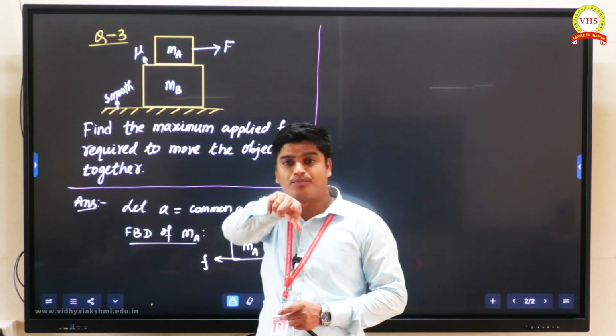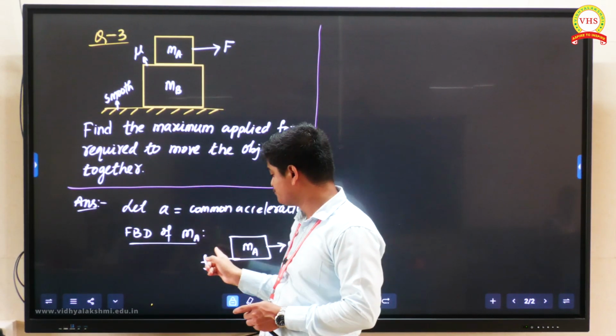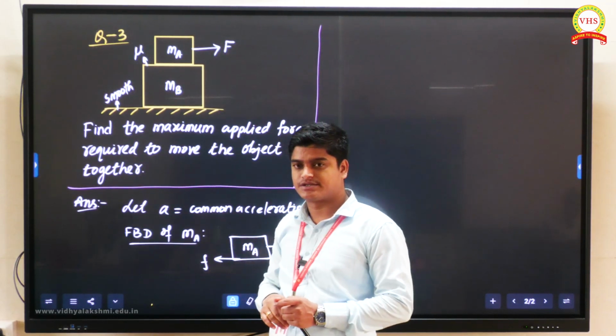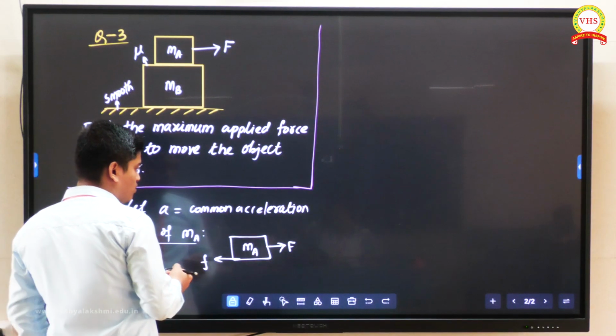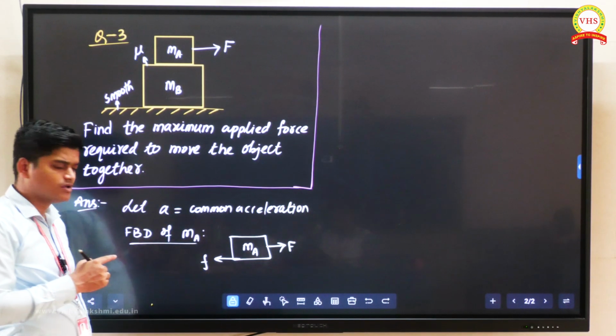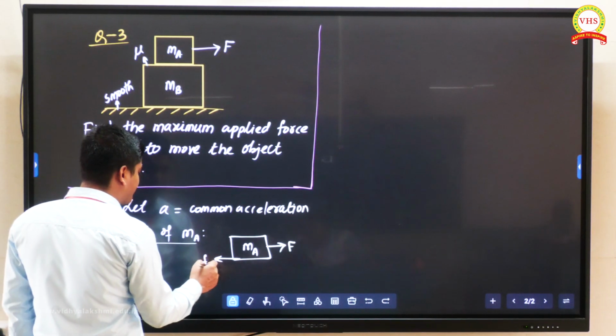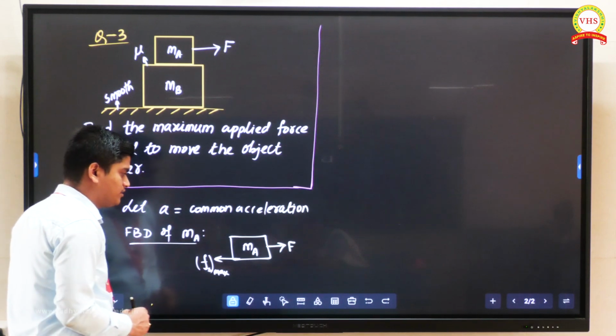Friction will always oppose the relative motion. So friction will act on block A in such a way that it will try to oppose the motion. So it will be like this. So friction is in this direction. Clear idea? Are you getting the point? No doubt here. Let me write also. So maximum friction is acting here, Fs max.